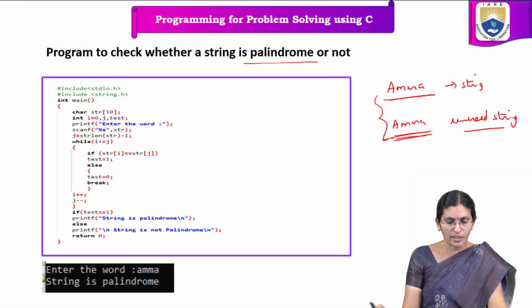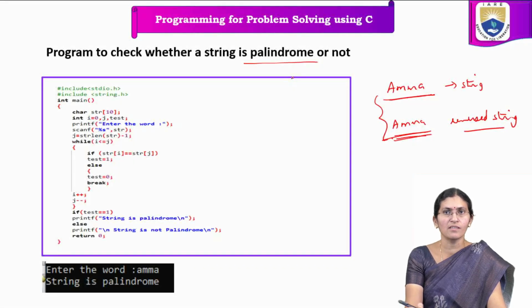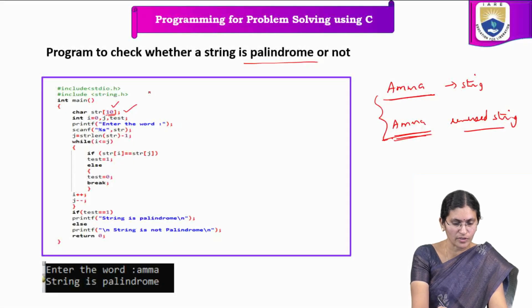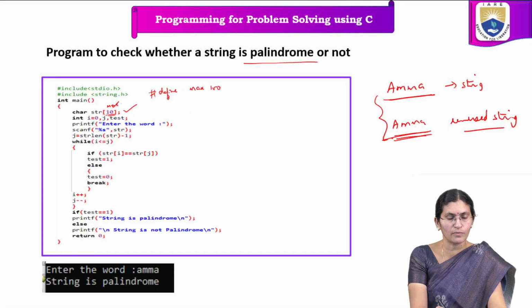Now we are going to write a program to check whether the given string is a palindrome or not. In order to do that, first we have to declare a character array of suitable size. Here the size is declared as 10. The other way to declare the size of this character array is by using #define also. You can define some MAX, say 100, and then here you can write MAX. So this is one way of defining the size of a character array.